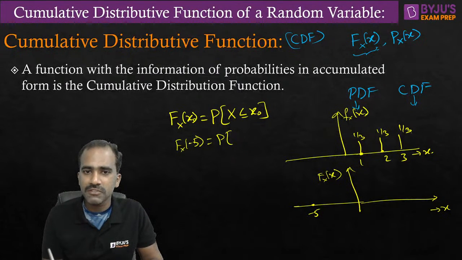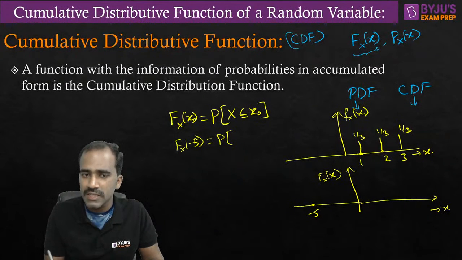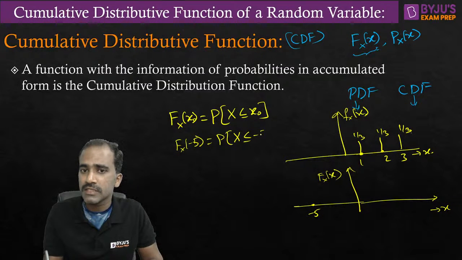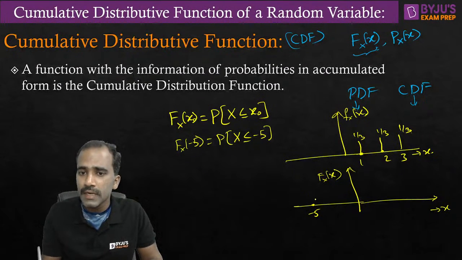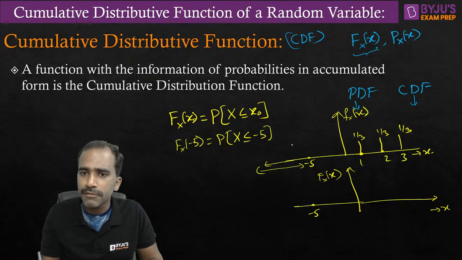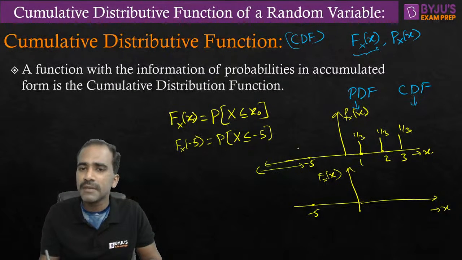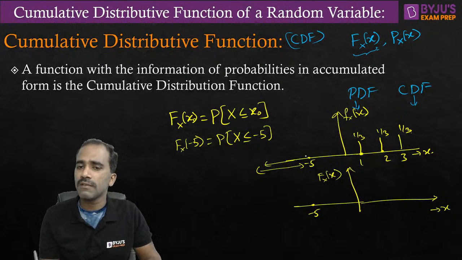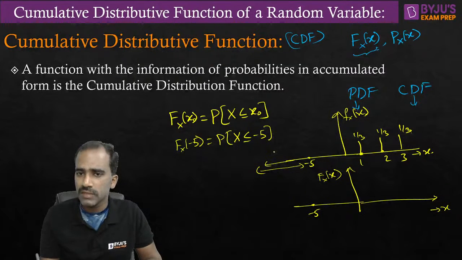Right. So F_X of minus 5. What is the meaning of it? You are not interested in the probability of x taking minus 5, but in the probability of x taking values less than or equal to minus 5, that is, till minus 5. Whatever values of the random variable are there till minus 5, you are interested in the probability of all these values. CDF at minus 5 indicates the accumulation or addition of probabilities of all the values of the random variable till minus 5. Add up all the probabilities till minus 5. It is 0. There is nothing here.